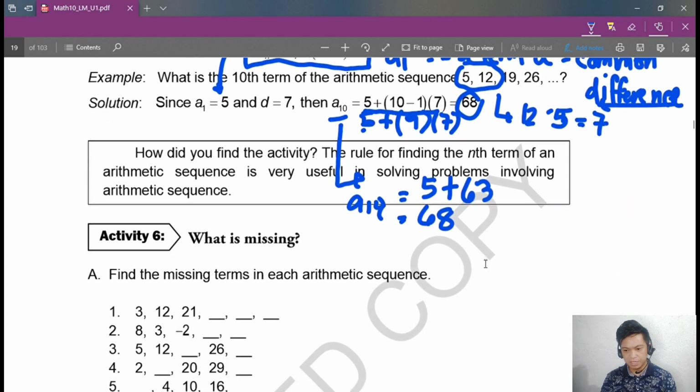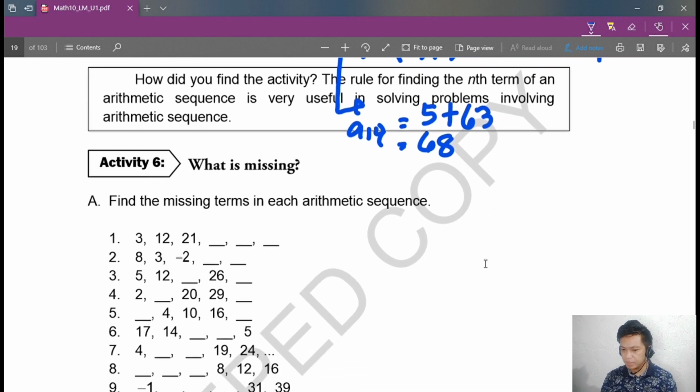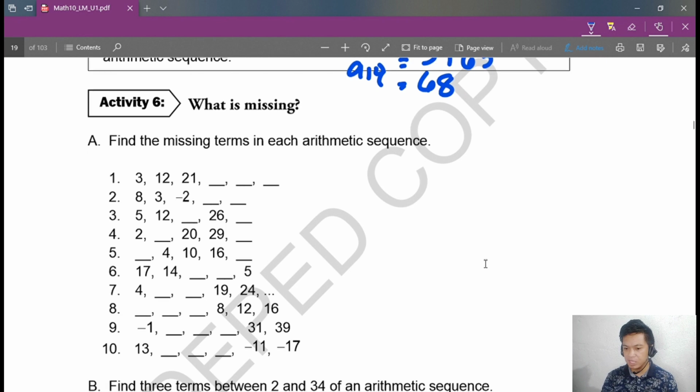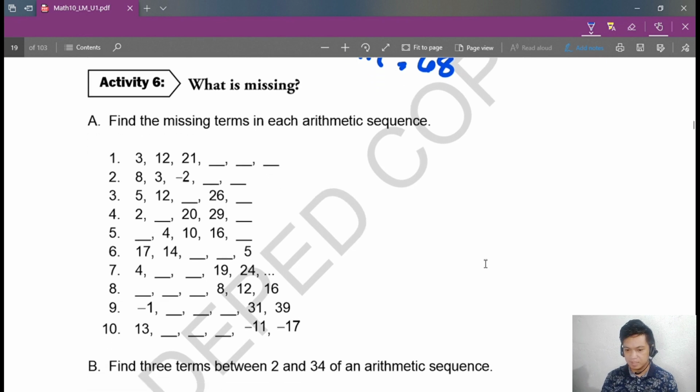Okay, let's have an activity here. What is missing? Find the missing terms in each arithmetic sequence. First, to identify the next term, anong gagawin natin? Identify 2 consecutive terms, then subtract the first number from the second number. So, in this case, dito sa number 1, magkasunod yung 3 and 12. So, 12 minus 3 is 9. The common difference here is 9.